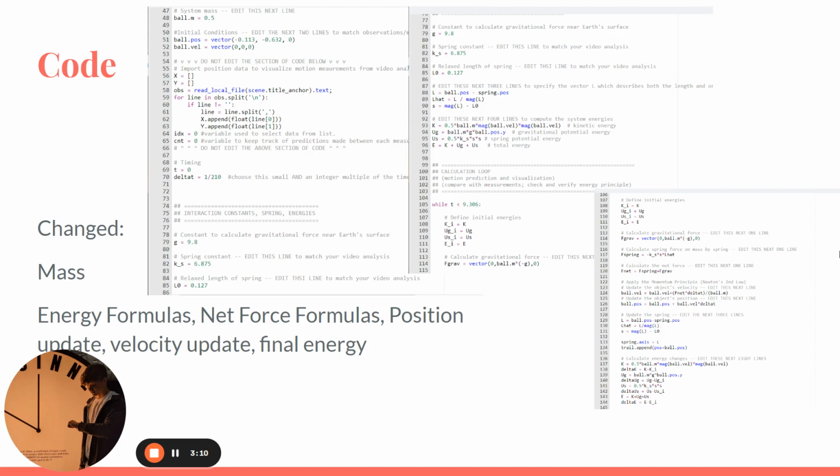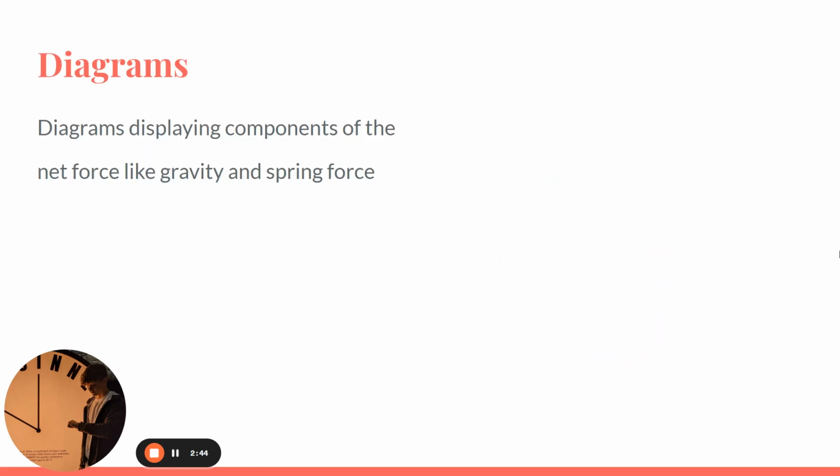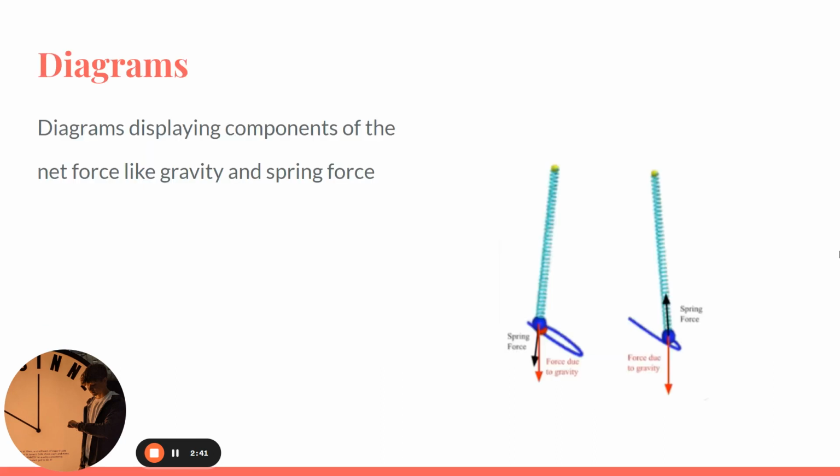So for what was changed, the mass was changed in the code to set it equal to the mass that we used, and then the energy formulas, the net force formulas, the position update, velocity update, and final energy formulas were all changed. And all of these were used in order to record the changes in the energy of the spring throughout its oscillating movement to see how the total energy of the system was impacted.